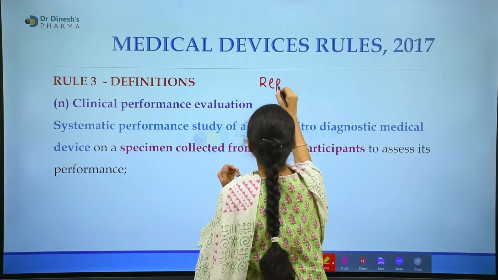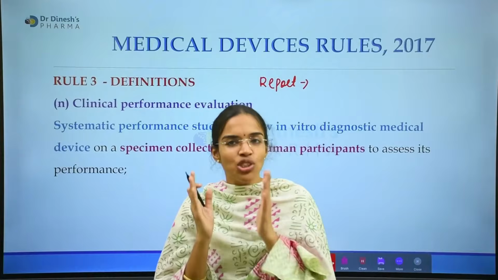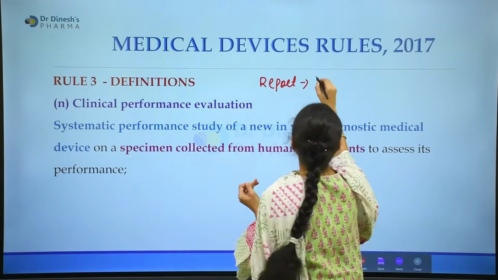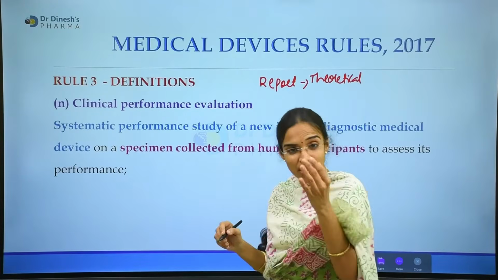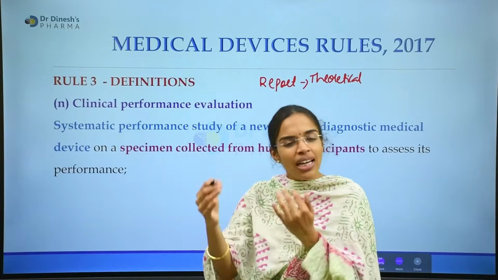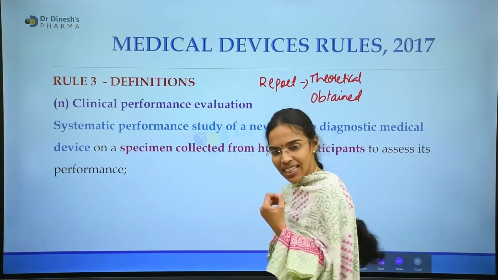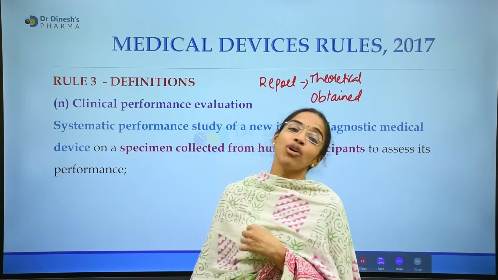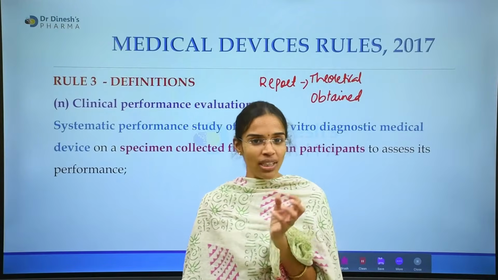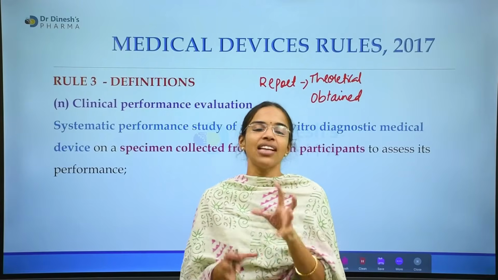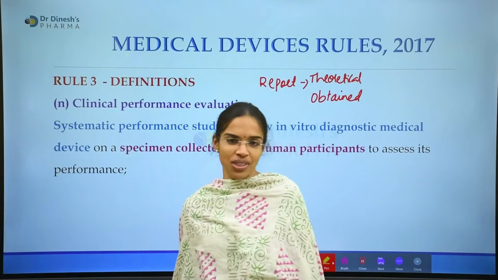So it is a report which shows the relation between the theoretical parameters, meaning the already established parameters, and the obtained parameters after this clinical investigation. This is a complete performance evaluation. It shows the performance of that particular device, whether the device is performing according to the limits, protocols or parameters or not.